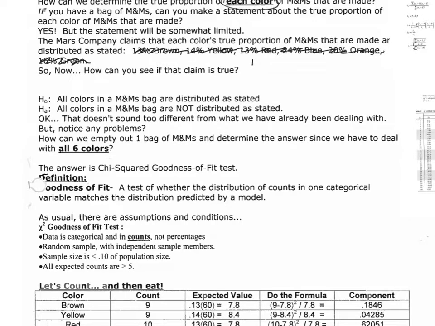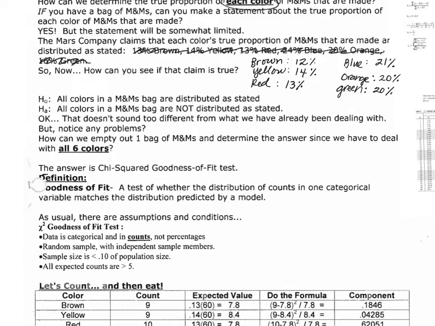The brown M&Ms, there's 12% brown M&Ms. The yellow M&Ms, there's 14% yellow M&Ms. The red M&Ms, there are 13% red. The blue M&Ms, 21%. And then orange and green are both 20. All right, so remember that we had discovered a few years ago that when the Tennessee plant opened up, it was different percentages, and I just haven't updated those notes.